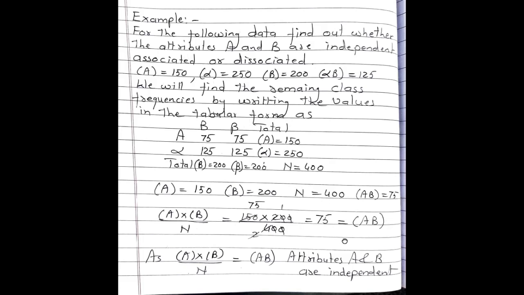So what can we say? We can say that A into B upon N is equal to AB. This condition is satisfied. Attributes A and B are independent.